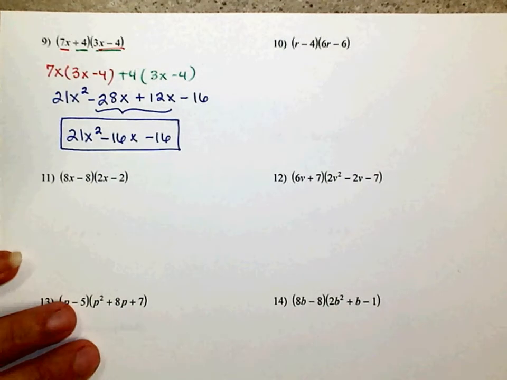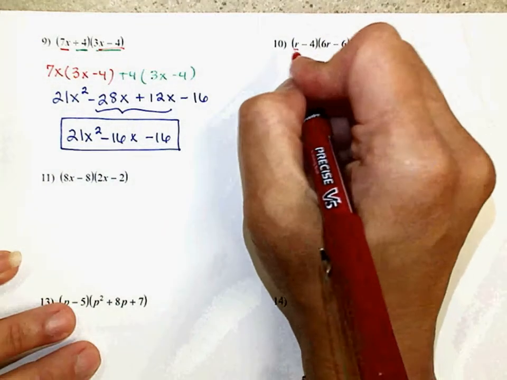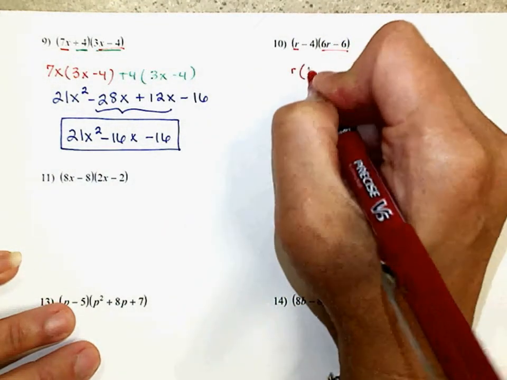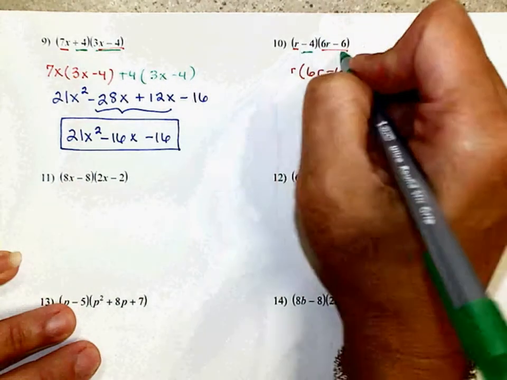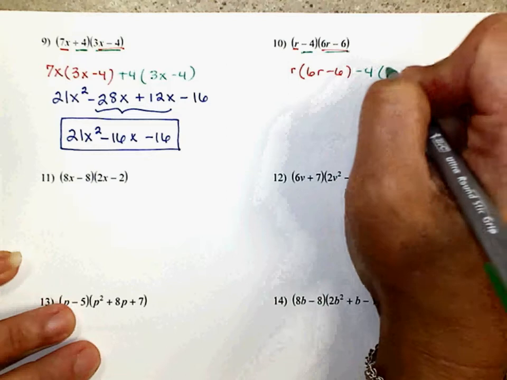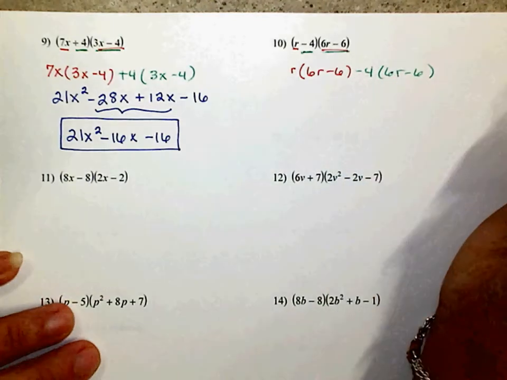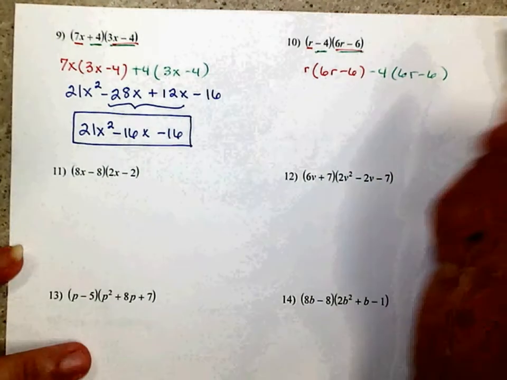Number 10. Same scenario. This one times all of this: r times 6r minus 6. Negative 4 times all of that: negative 4 times 6r minus 6. Now let's go ahead and distribute.